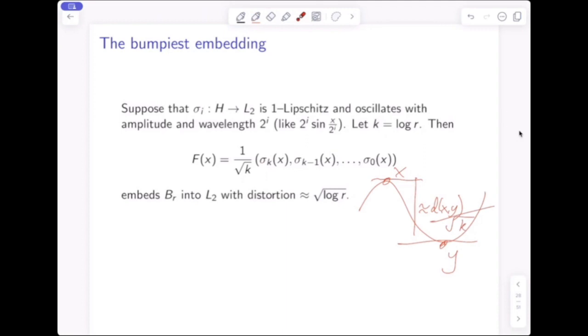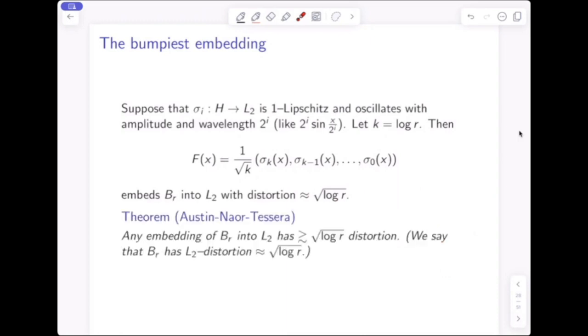You can have a map which is bumpy at each of these different scales, but the price you pay for that is that it increases the Lipschitz constant. And so in order to make your map 1 Lipschitz, you have to rescale. And when you rescale, that causes some distortion. Okay?